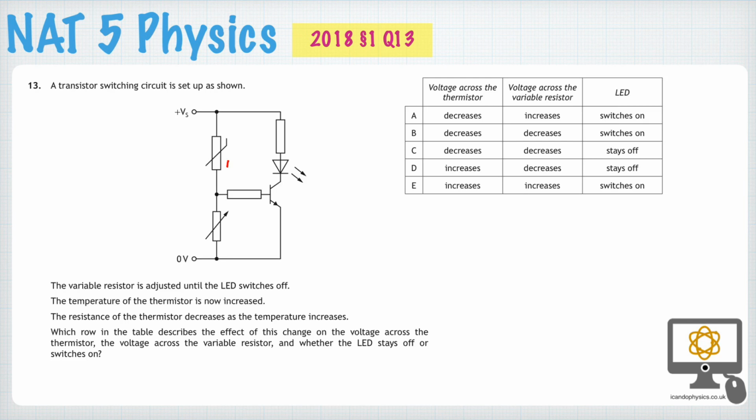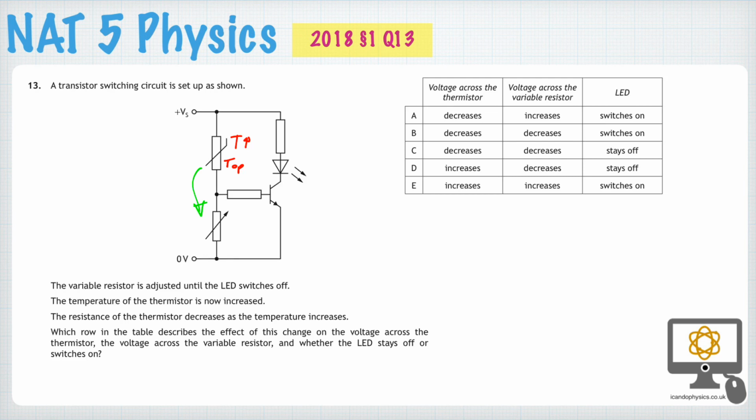If the thermistor is at the top, that means the temperature needs to go up. Let me actually label temperature correctly. Temperature needs to go up to turn on the LED over here. And if the thermistor were at the bottom, let's imagine the thermistor was down here, then the temperature would have to go down. So whenever the thermistor is at the top, the temperature has to go up. When the thermistor is at the bottom, the temperature has to go down. So that's a little tip, and that will always work to turn on the LED.